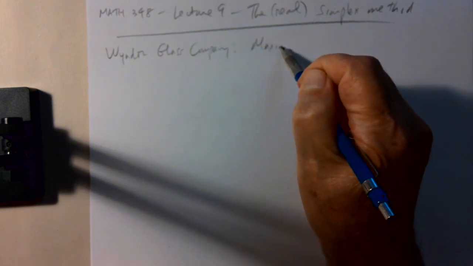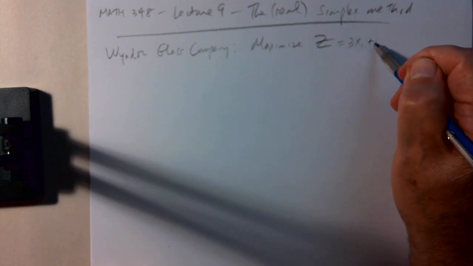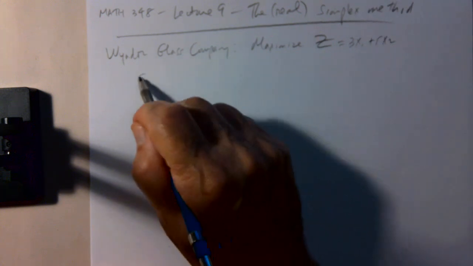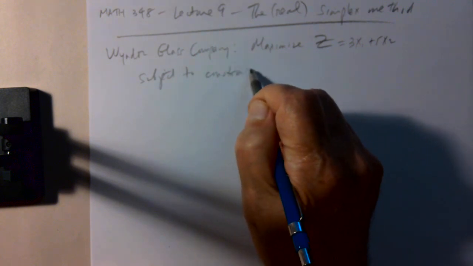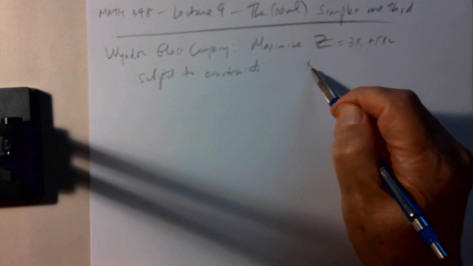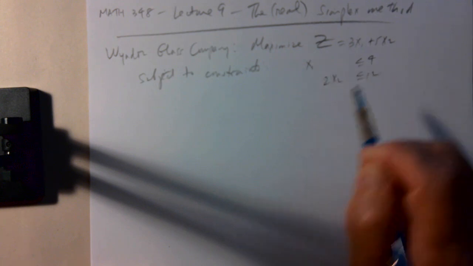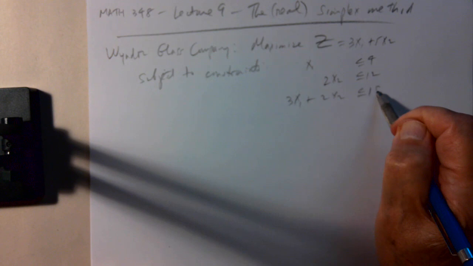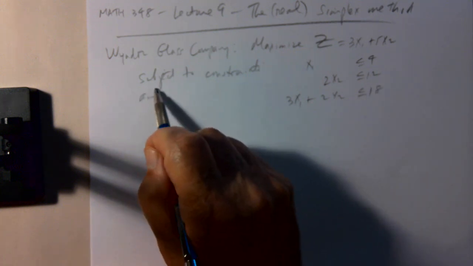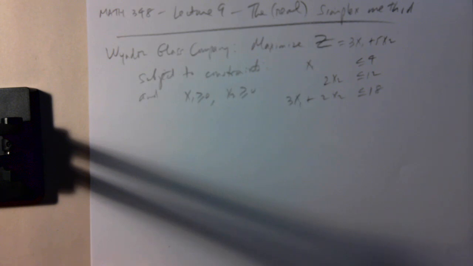And we have a problem which is to maximize the objective function 3x1 plus 5x2 subject to the following 3 constraints. x1 less than or equal to 4, 2x2 less than or equal to 12, 3x1 plus 2x2 less than or equal to 18, and the usual non-negativity constraints, x1 greater than or equal to 0, x2 greater than or equal to 0.